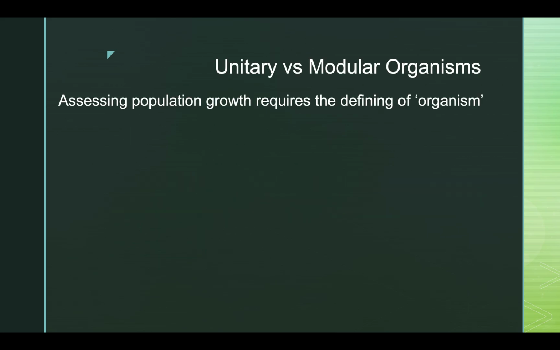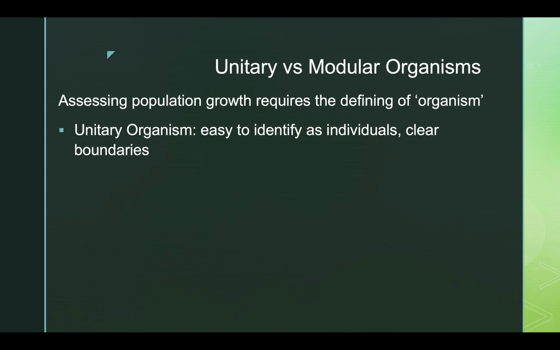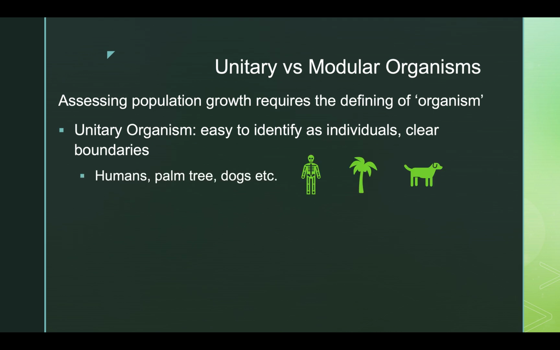a specific area. So, when we talk about the concept of population growth, we also need to define what we're talking about when we talk about organisms. When we talk about unitary organisms, these are easy to identify as individuals that have clear boundaries, as in within a certain species. So we're talking about all humans or all palm trees or dogs or whatnot.